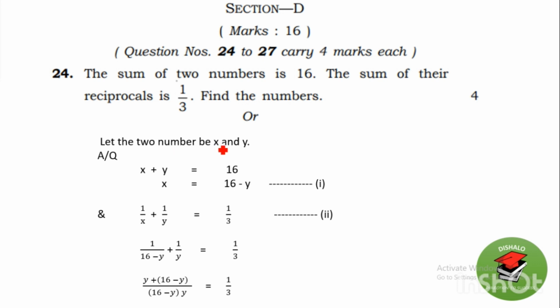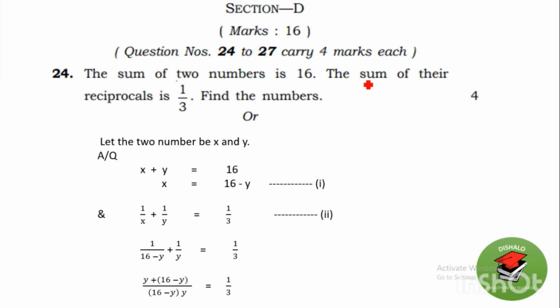We don't know what the numbers are, so let the two numbers be x and y. It says the sum of these two numbers is 16, so when you add them, you get 16. From here I can write x equals 16 minus y. This plus y goes across and becomes minus y. I will make it equation number 1.